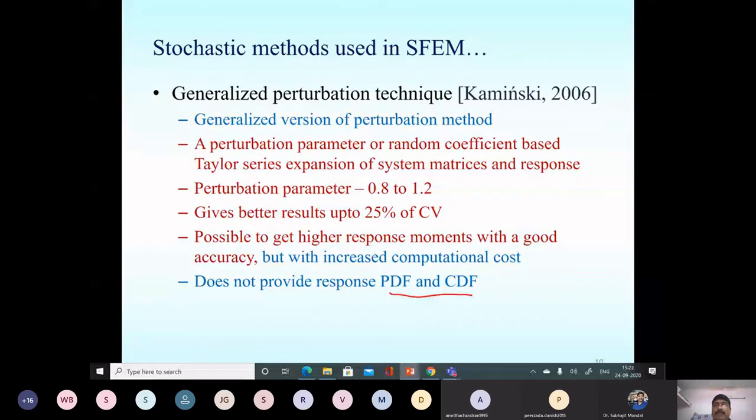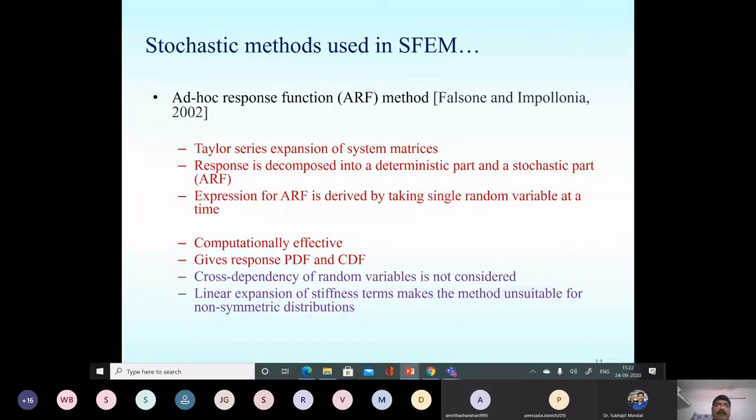For that you need to use Monte Carlo simulation, but direct Monte Carlo simulation is again tedious. And there comes the ad hoc response function method, which, as per the literature in 2009, was known as the best method until then. It uses Taylor series expansion of system matrices. System matrix means the stiffness matrix, and the response is decomposed into a deterministic part and a stochastic part, with the stochastic part discretized into a different set of functions. We will have a discussion on that, but it has some demerits.